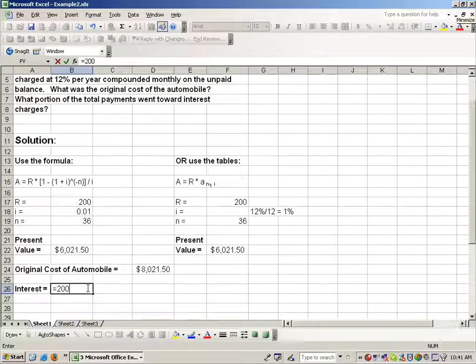Now, interest. He paid $200 for 36 months. And then, if you subtract the present value from that, that tells you how much interest he ended up paying by taking this loan agreement.